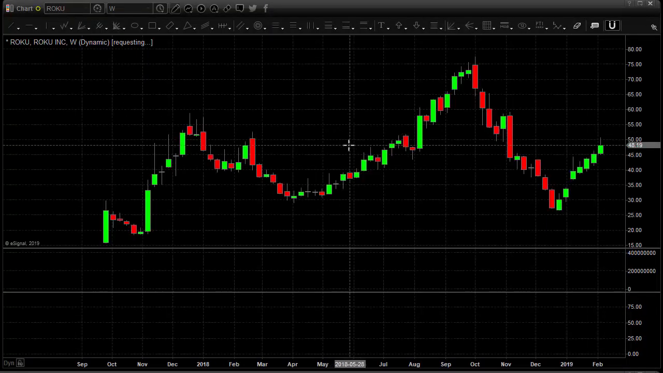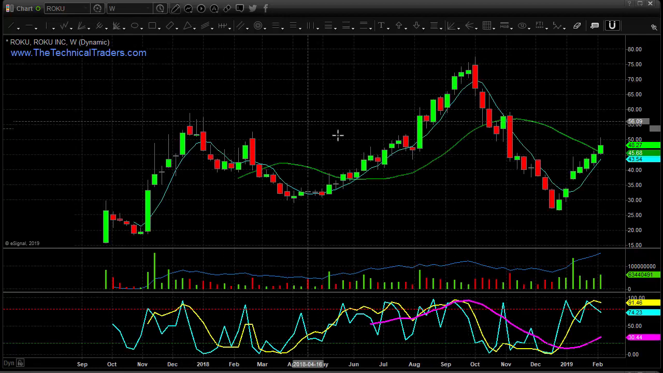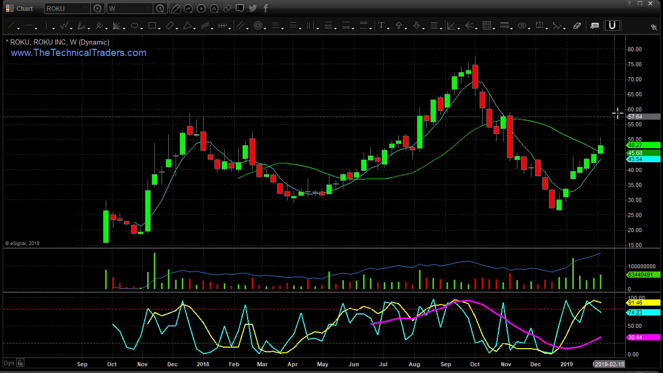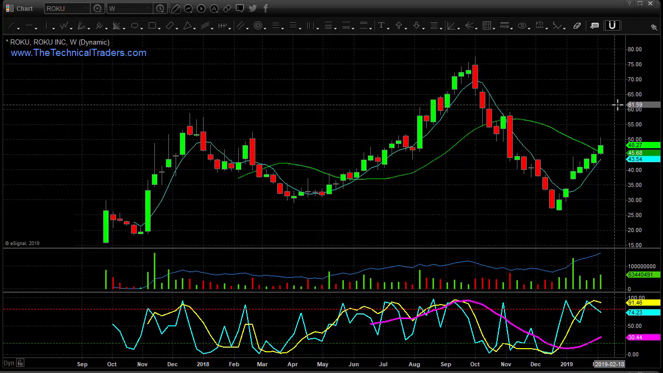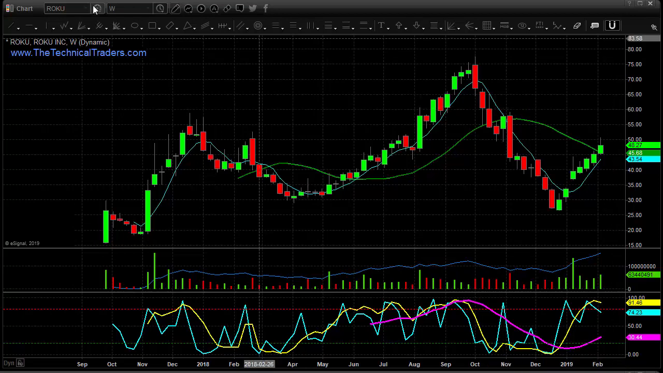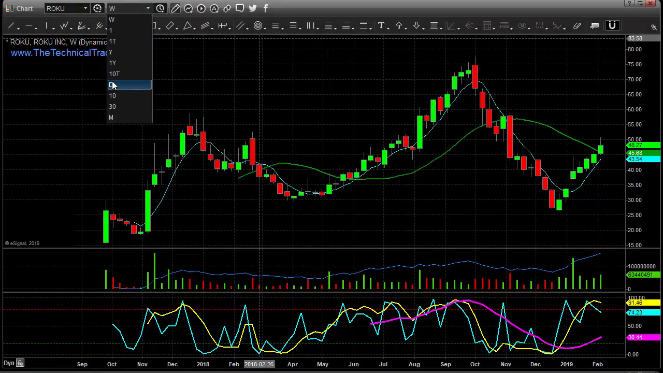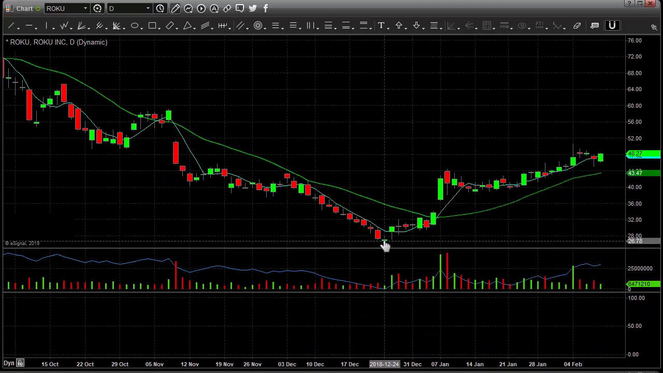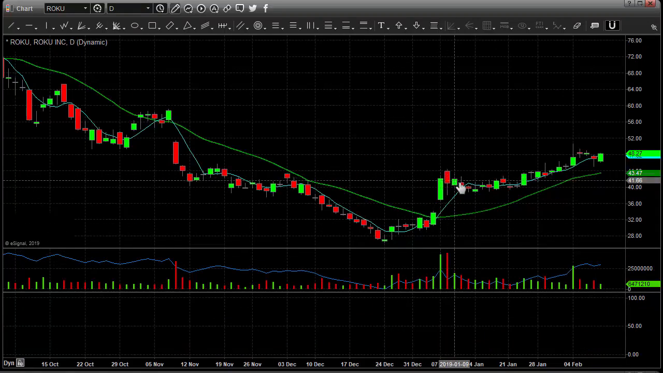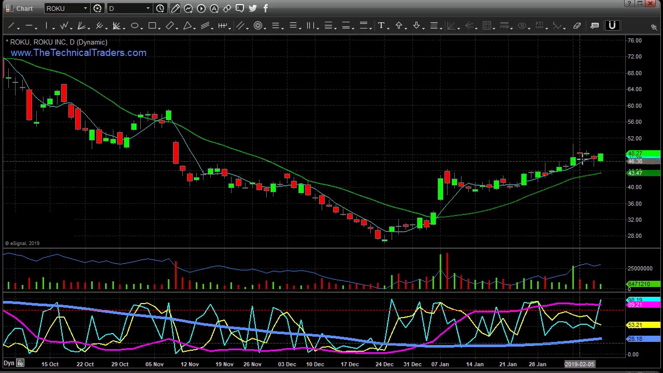Looking at Roku, we already took 8% off. This is the weekly chart. I feel like it could have a melt up into this 60, 63 area, which is our upside target. If I go back to the daily chart, you get a feel for the short-term price action. It's had a nice huge pop, consolidation. It's kind of got that melt up phase.